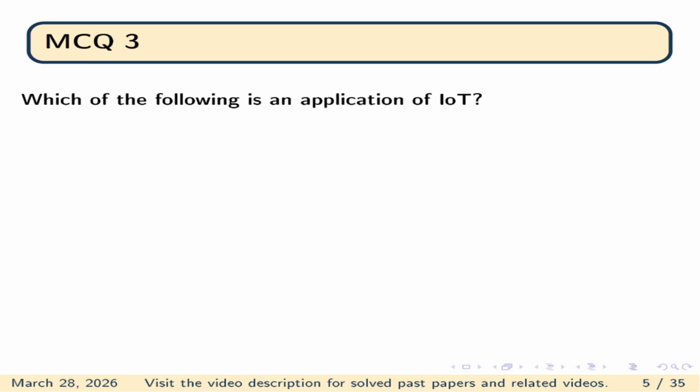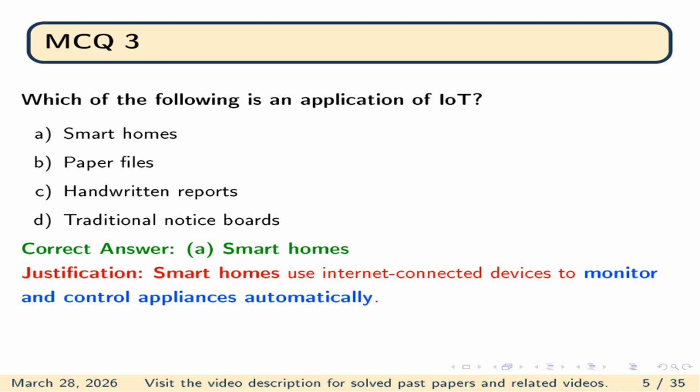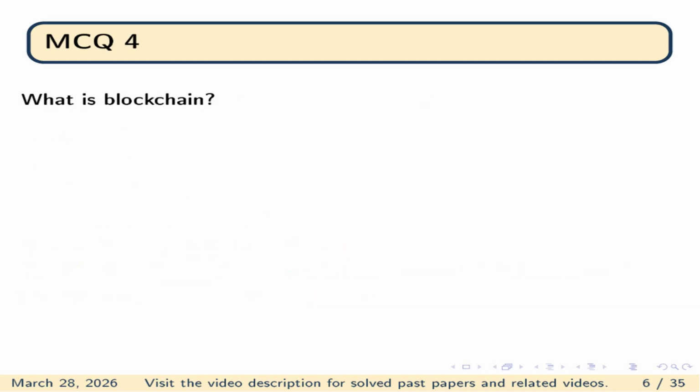Which of the following is an application of IoT? Smart homes, paper files, handwritten reports, traditional notice board. The correct option is smart homes, because smart homes use internet connected devices to monitor and control appliances automatically.